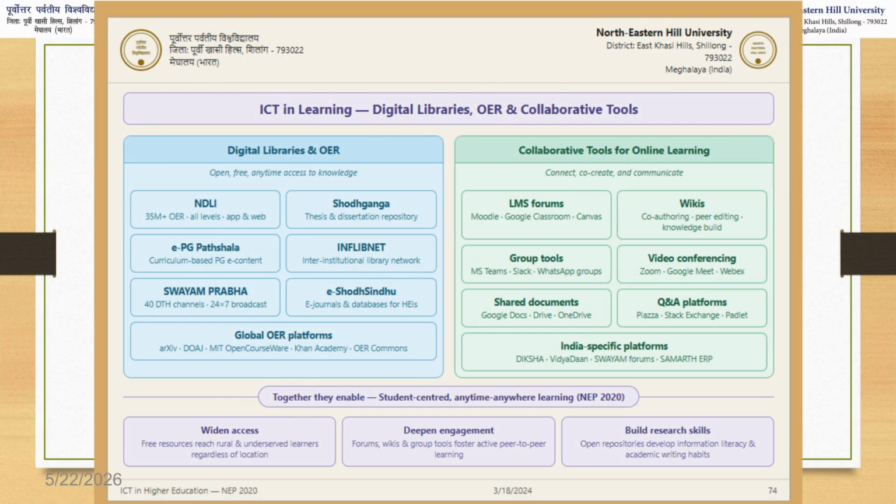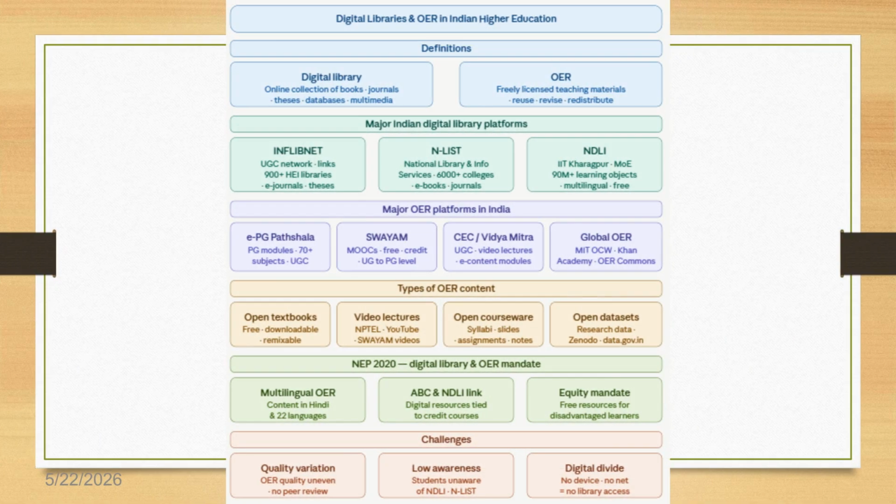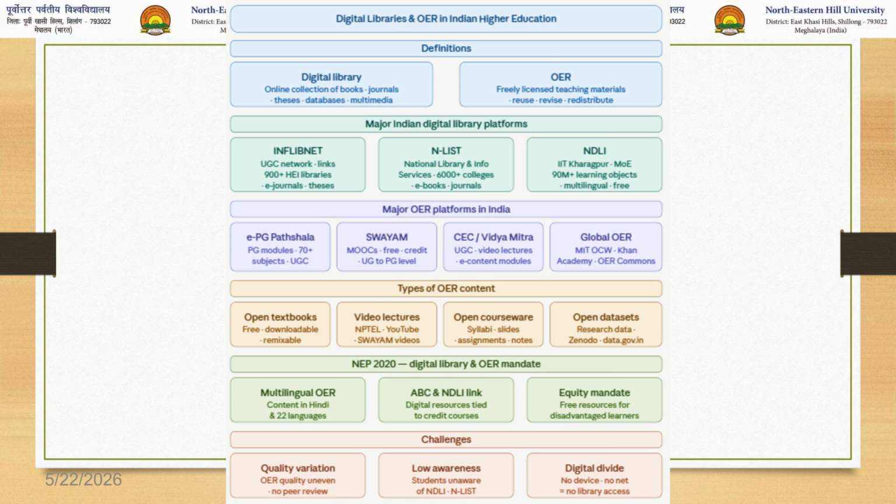Digital libraries, open educational resources (OER), and collaborative tools are key for online learning. Platforms like Shodhganga and SWAYAM Prabha offer diverse digital resources, fostering deep engagement and research skills. Digital libraries offer online collections, while OER provides freely licensed teaching materials. Major Indian platforms include INFLIBNET and NDLI.